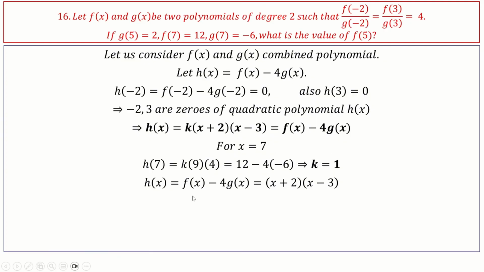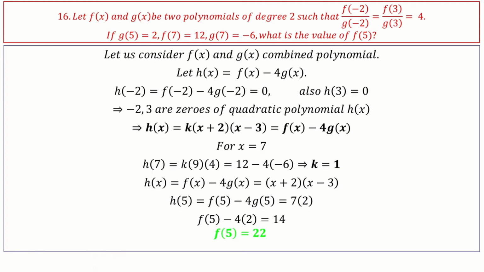This is my k value. That means my h of x is nothing but f of x minus 4 times g of x, which is nothing but x plus 2 into x minus 3. Now I just need to get the f of 5 value. So just substitute the value 5 here. H of 5 equals f of 5 minus 4 times g of 5, which is equal to 7 times 2. And g of 5 is already given as 2. So my f of 5 is nothing but 22. This is the answer of f of 5.